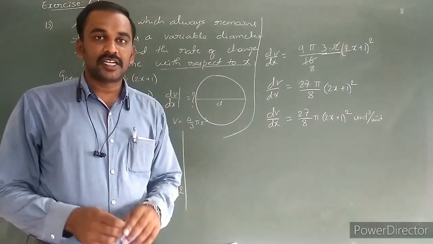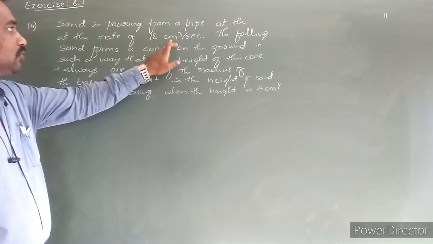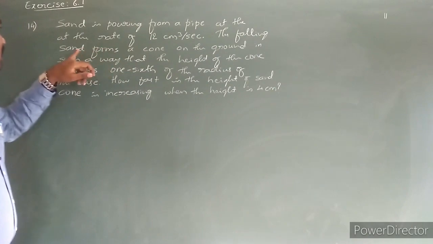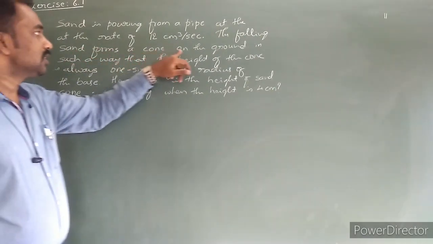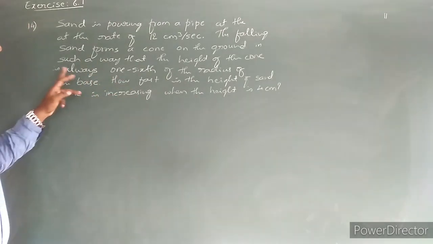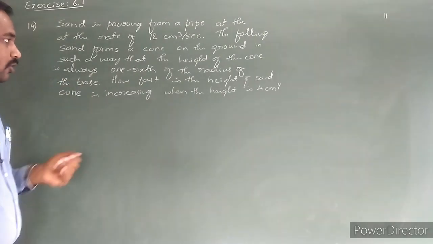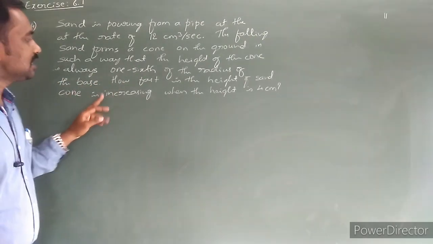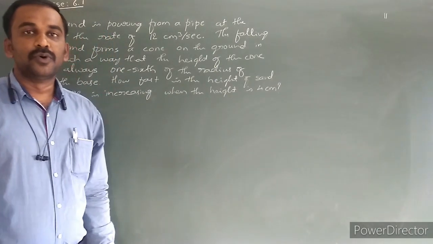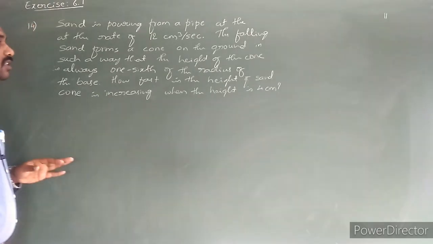Now the next problem is 41. Sand is poured from a pipe at the rate of 12 centimeter cube per second. The falling sand forms a cone on the ground in such a way that the height of the cone is always 1/6 of the radius of the base. How fast is the height of the sand cone increasing when the height is 4 centimeter? Very important for the examination, in the 5 marks section.